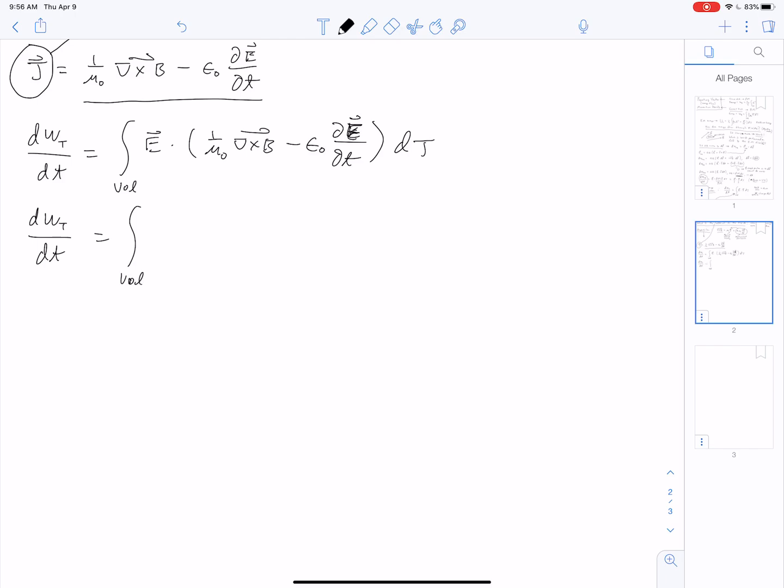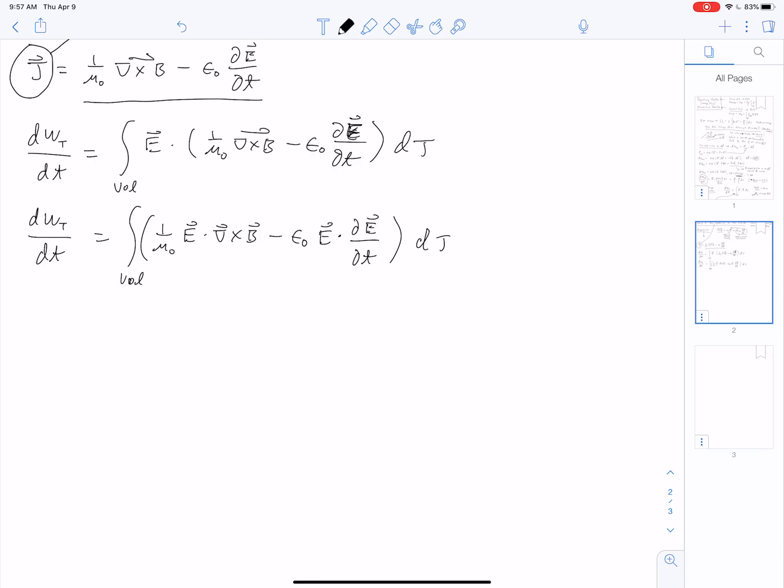So the volume, and I'll just pull out the 1 over mu naught, just so we can see the vector fields more easily. I have E dot del cross B minus epsilon naught E dot dE dt. Okay, and this is what I have integrated over the volume of the charge density.